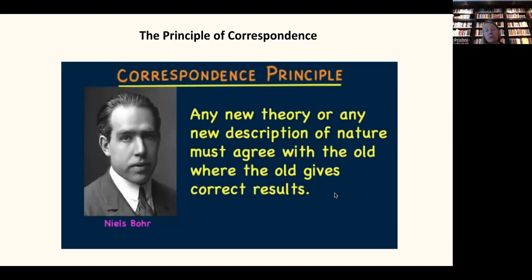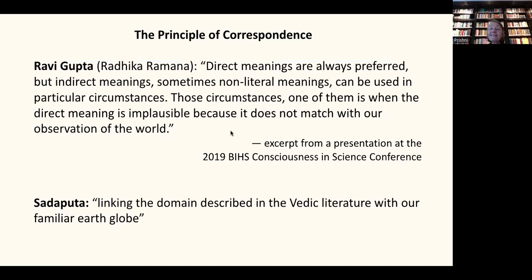So where do you apply your new theory? Well, that's at anomalies. When somehow the old theory can't explain something, now you can bring in your quantum mechanics. And this principle of correspondence, I think, was beautifully described by Radhika Raman, Ravi Gupta, at the BIHS 2019 Consciousness and Science Conference we did. And here's a quote from his talk.